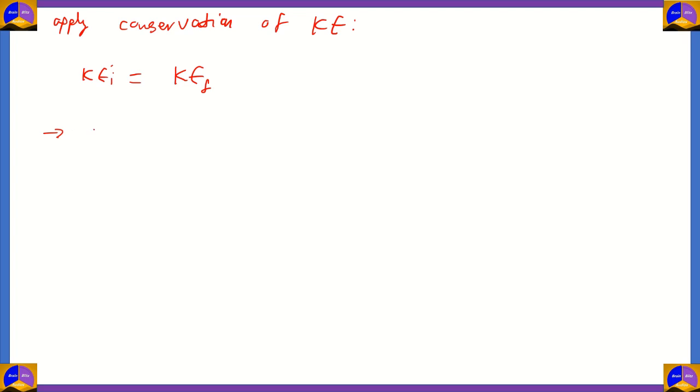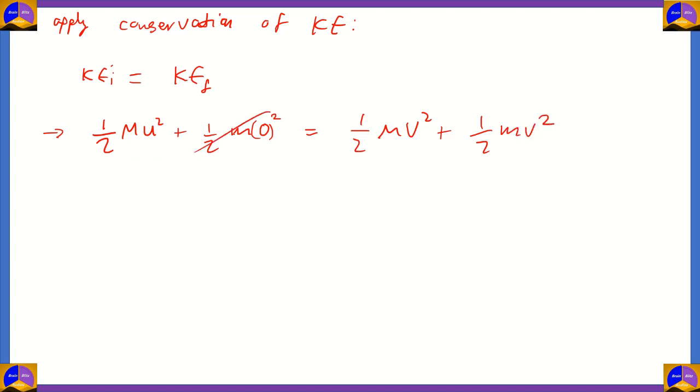So initially, the kinetic energy of the system will be half M u squared plus half m times 0 squared, which is again 0. So the final kinetic energy will be half M V squared plus half m v squared. So this term gets cancelled. We can now eliminate half across all terms, because it's present across all terms.